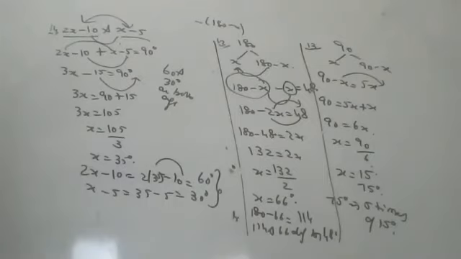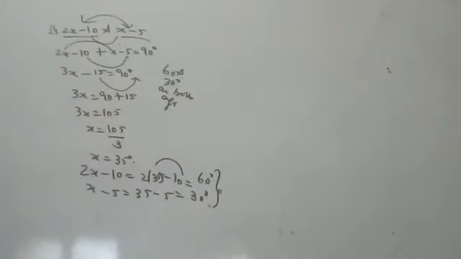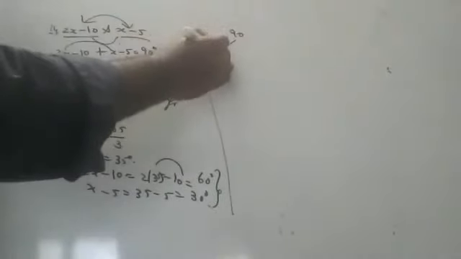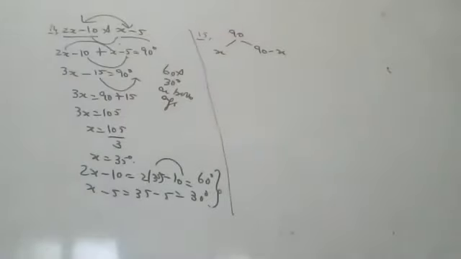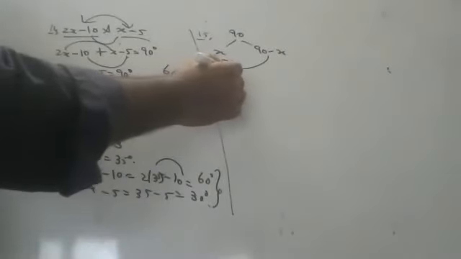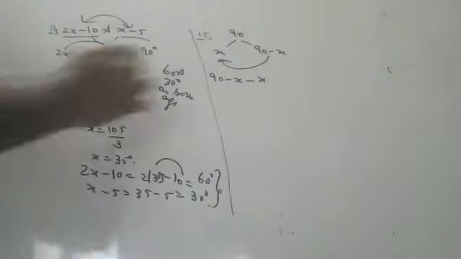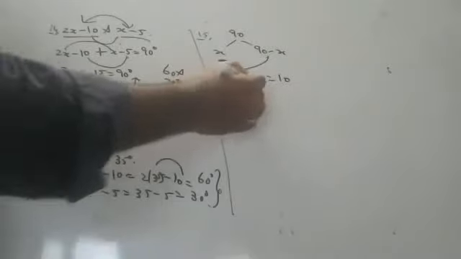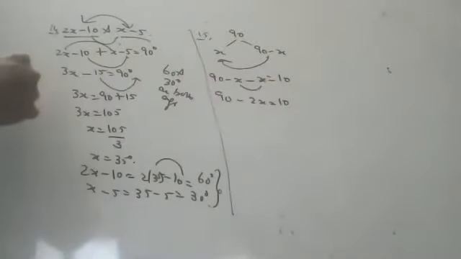Okay. Hansika says 15th sum. If an angle differs from its complement by 10 degrees. One angle is x, the other is 90 minus x. They both differ by 10 degrees. So 90 minus x minus x is equal to 10. Minus x minus x is minus 2x, equal to 10.